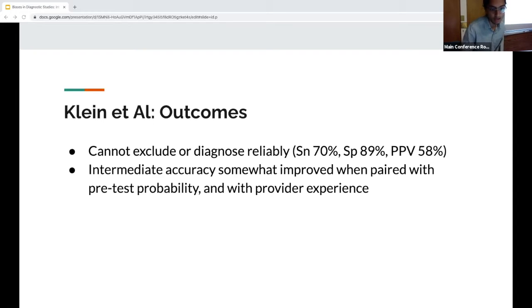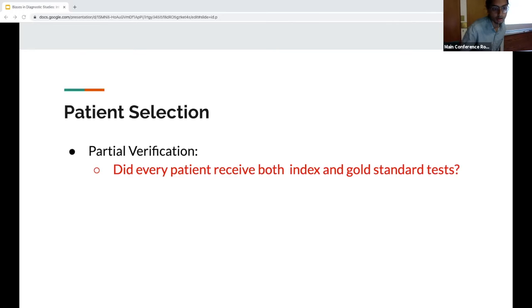And then there was a conversation about provider experience, and so the more scans you do, the better your accuracy is. But it's not like you've had an assessment of inter-rater reliability to see how different providers could correct the scan themselves. So, kind of moving on to the specific biases.